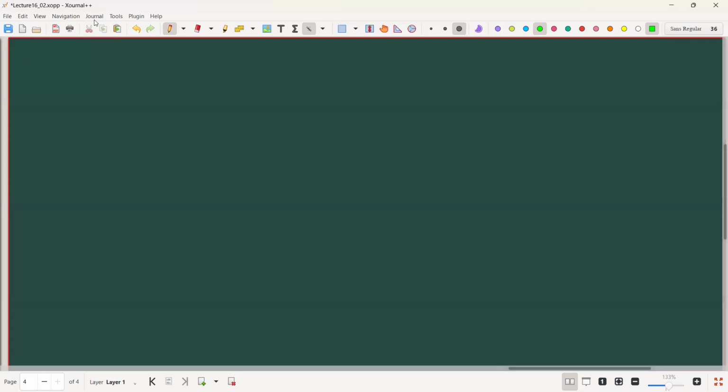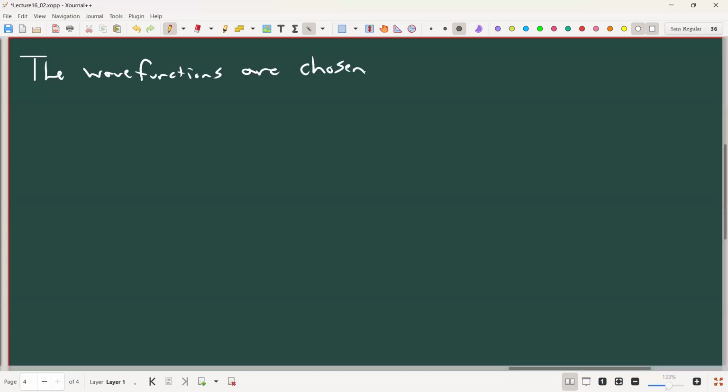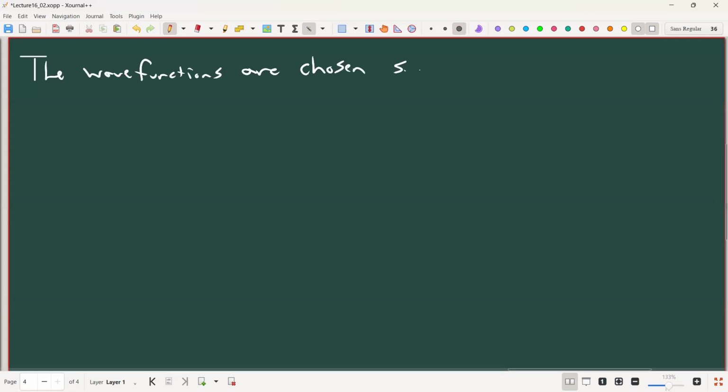But unfortunately, we're limited by something that we learned at the beginning of class this semester. So the system is chosen, right? The wave functions are chosen such that L squared and LZ can be measured simultaneously.